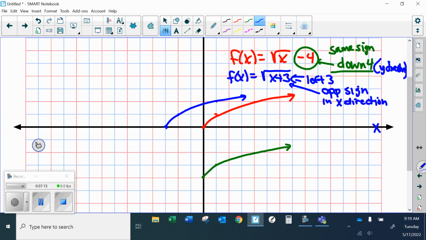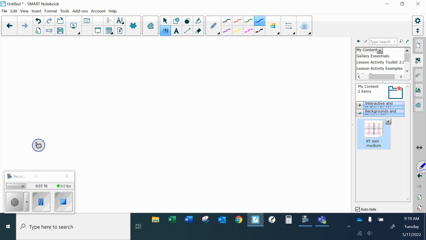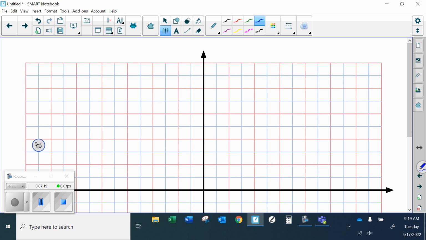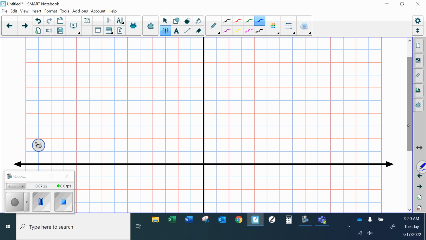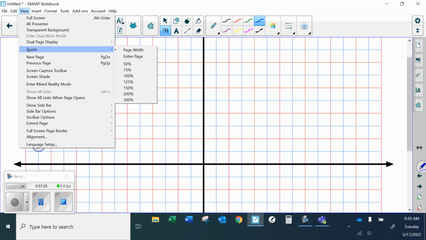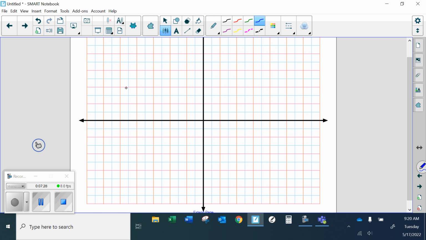Now, let's say, I'll go to the next page here, do it again here, and draw the parent function again, 1, 1, 0, 0, 1, 1, 4, 2. Get used to calling the parent function. Okay, and let's say we have the function negative square root of x plus 1 minus 2. Okay, so now we have 3 things happening here.